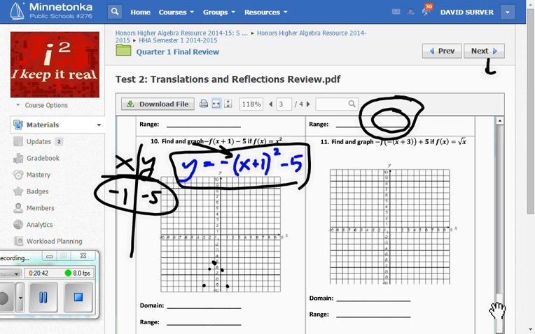Could I have checked it with a few more points on my XY chart? Yes. If you really care about your answers, take 2 seconds and check them. Like I've put in a 1 here. That means a 1 goes in here. 1 plus 1 is 2. 2 squared is 4. Negative 4 minus 5 is negative 9. 1 comma negative 9 better be on my graph. And look, there it is. I know I did it right. So that XY chart is really powerful. I wanted to remind you about that.